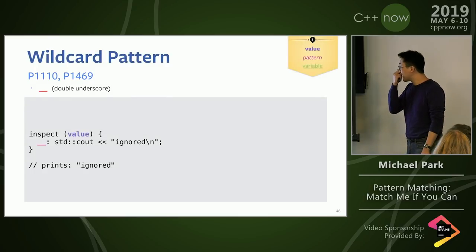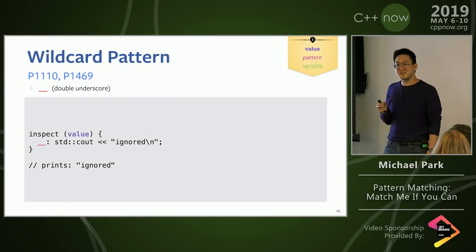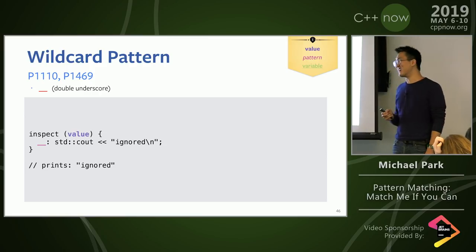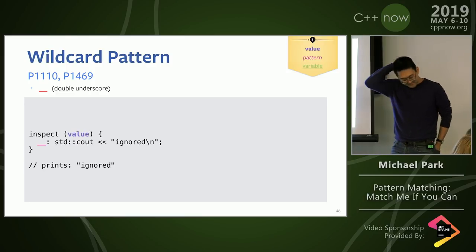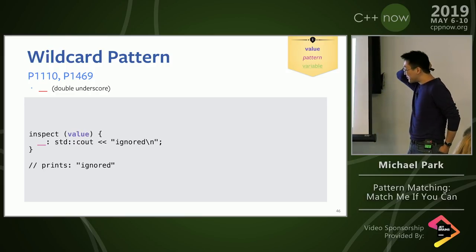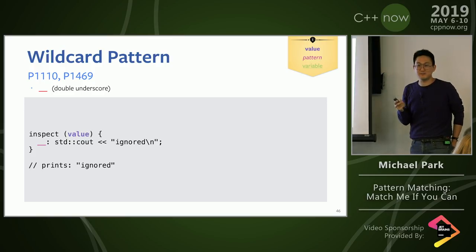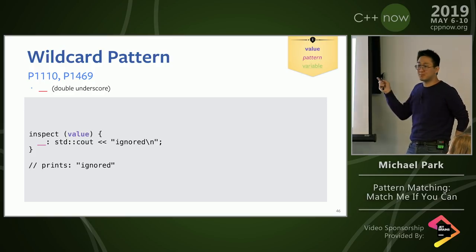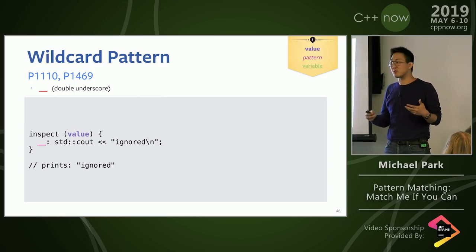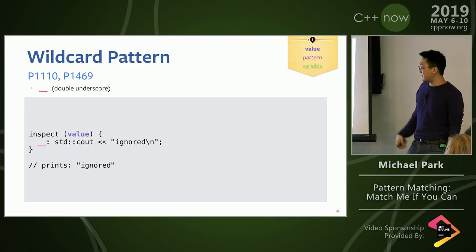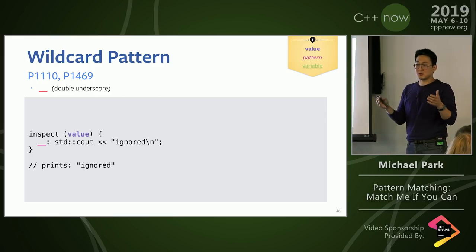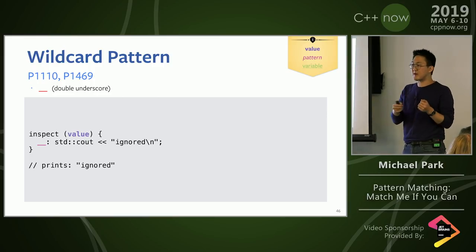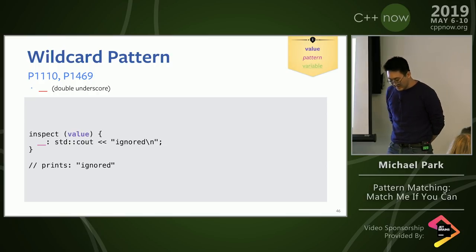So primary patterns. The wildcard pattern is surprisingly a very difficult problem, as simple as the job that it performs. So here it's double underscore. I hate it. But maybe question mark, something else, I don't know. This is a placeholder for now. This is a placeholder that was used in P1110, which explored how to do placeholders in general. We also proposed P1469, which was to disallow using underscore as the identifier inside structured bindings to try to preserve the use of that as wildcard in pattern matching.